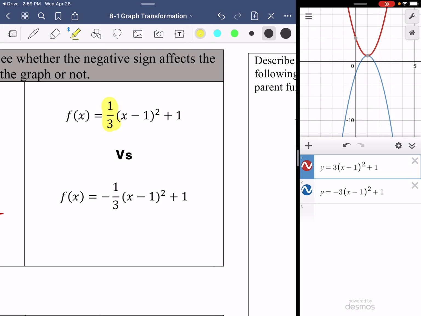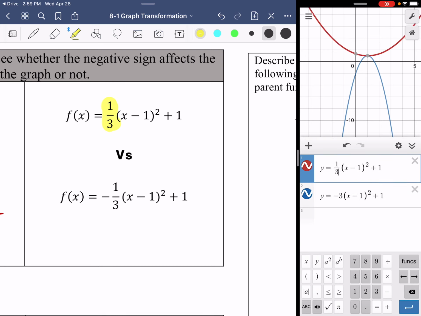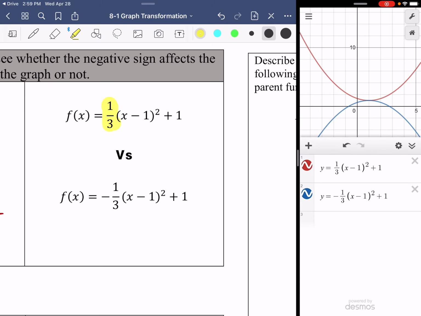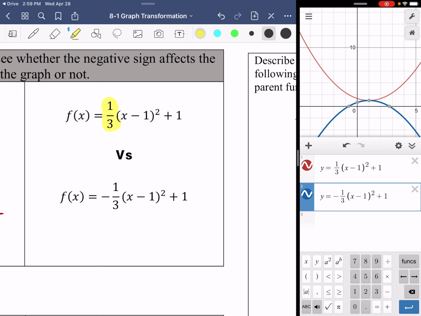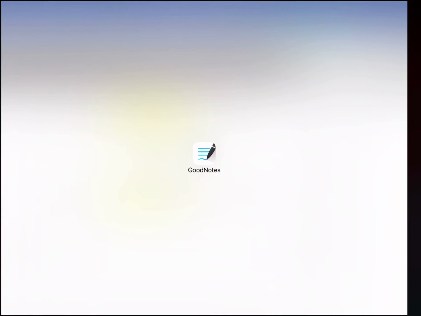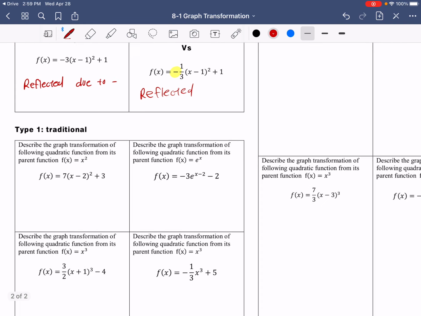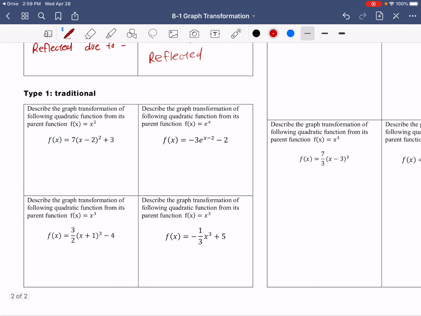What about this one? 1/3. So let's change this 3 into 1/3, and let's change this one to -1/3 as well. 1/3 is smaller than 1, so it's fatter. Do you see this graph got widened already? But so is this one already, -1/3, right? But it's only flipped because of this negative. So this one is the same thing. It's reflected. Okay? So that's what you have to do.